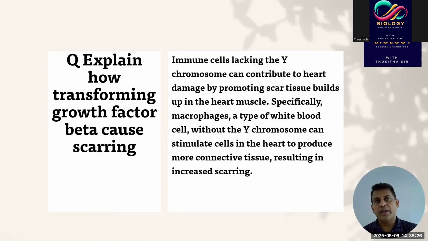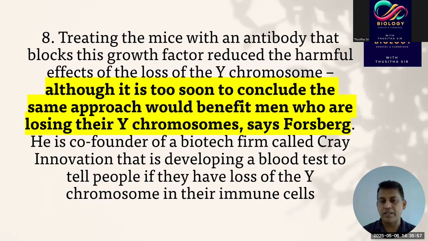So, on one hand, we are talking about Y chromosome is not necessary, but when the Y chromosome is lost, the imbalance will come. It resulted in enhanced inflammations. So we don't know how Y chromosomes are actually involved in inflammations, but we know that the cytokine can be released by immune cells. Immune cells can attack the heart muscle cells, and then they remove and replace by connective tissues. Although it is too soon to conclude the same approach would benefit men who are losing their Y chromosome, says Forsberg.